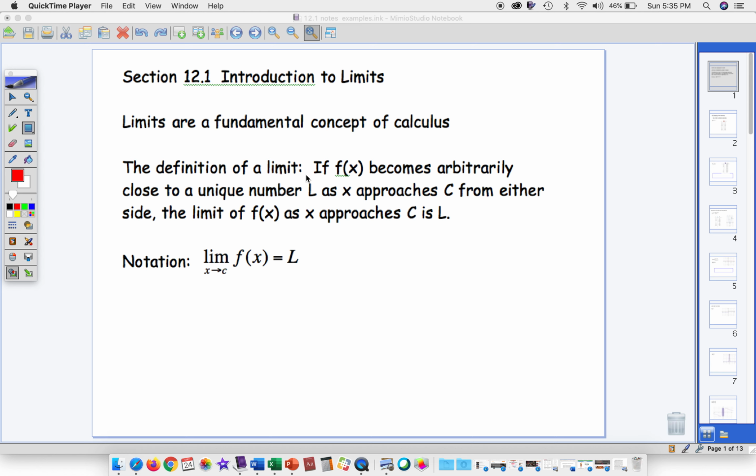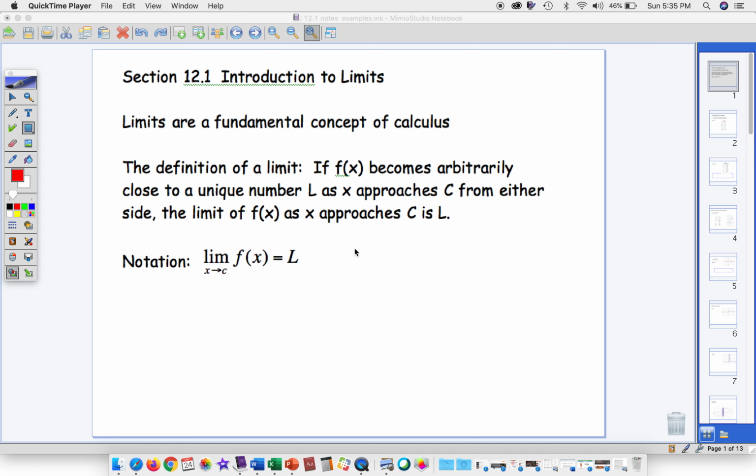In this lesson, we are going to begin Chapter 12 with your introduction to limits. We discussed limits briefly in the past, so let's go through the definition again. The definition of a limit is: if f of x becomes arbitrarily close to a unique number L as x approaches c from either side, the limit of f of x as x approaches c is L.